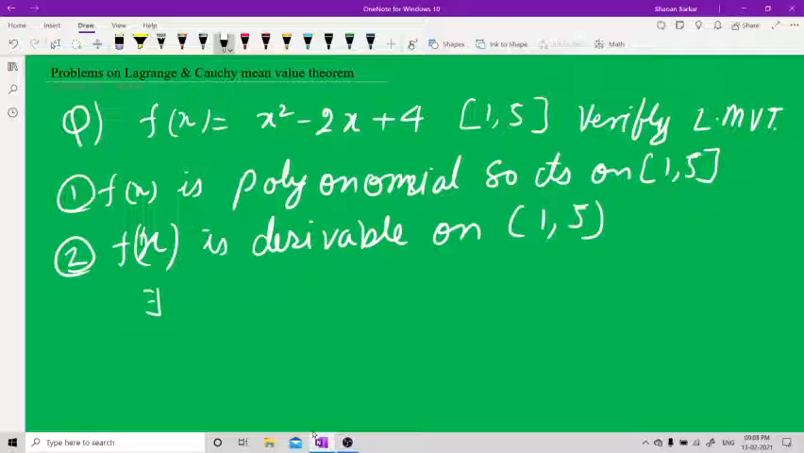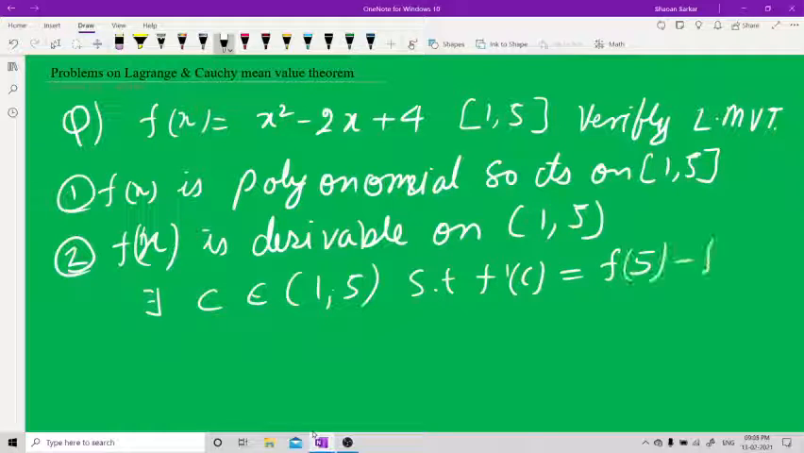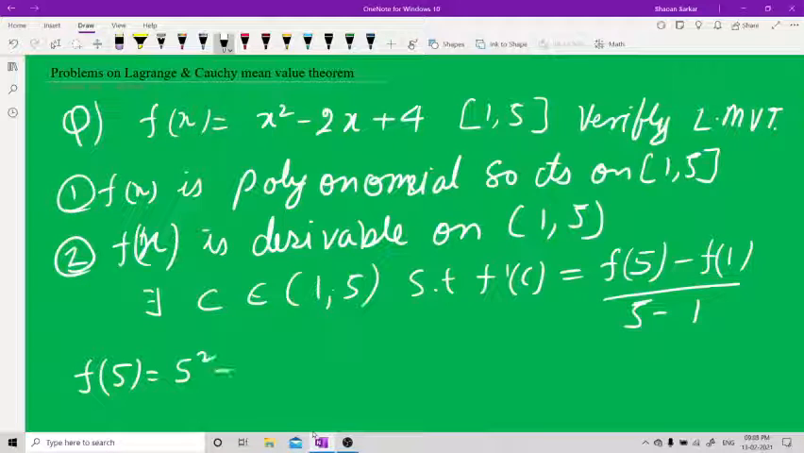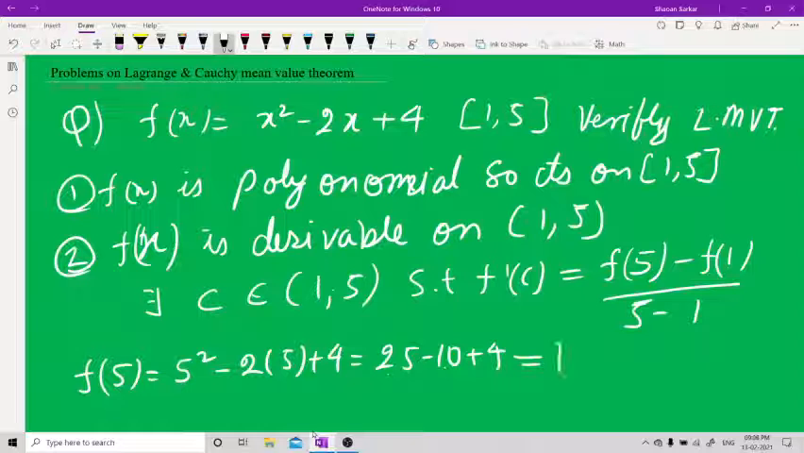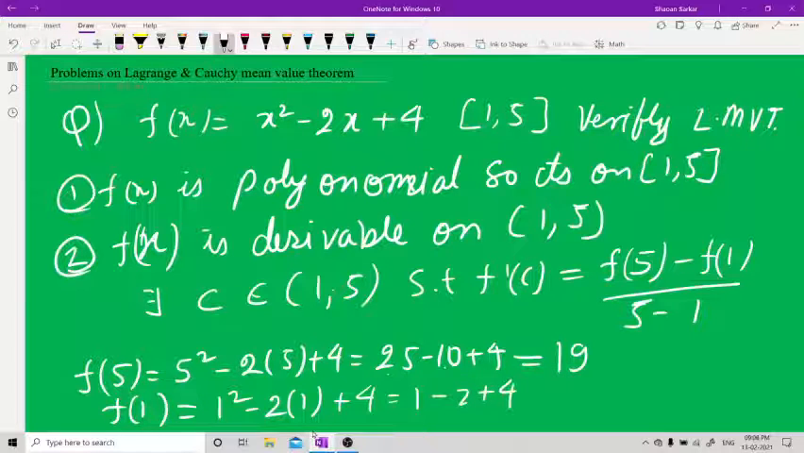Now there exists a c between 1 and 5 such that f'(c) is equal to (f(5) − f(1)) / (5 − 1). So we need to find f(5). f(5) is 5² − 2·5 + 4, that is 25 − 10 + 4, which is 15 + 4 = 19. And f(1) is 1² − 2·1 + 4, which is 1 − 2 + 4, that is 3. Very simple. Now let's put the values.